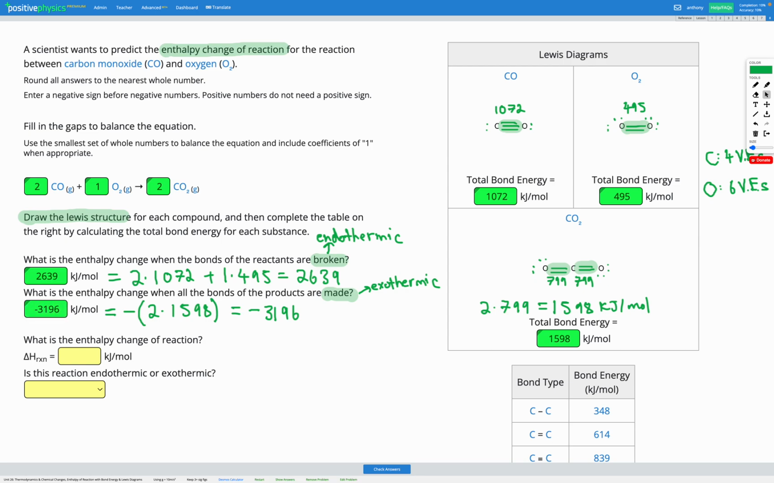Awesome. Okay, so we've got our energy that's absorbed when the bonds of the reactants are broken. We've got our energy that's released when the bonds of the products are made. All we need to do is add those together to get the total energy change for this reaction. So it's going to be 2,639 plus negative 3,196. That's going to get us an overall enthalpy change of reaction of negative 557 kilojoules per mole.